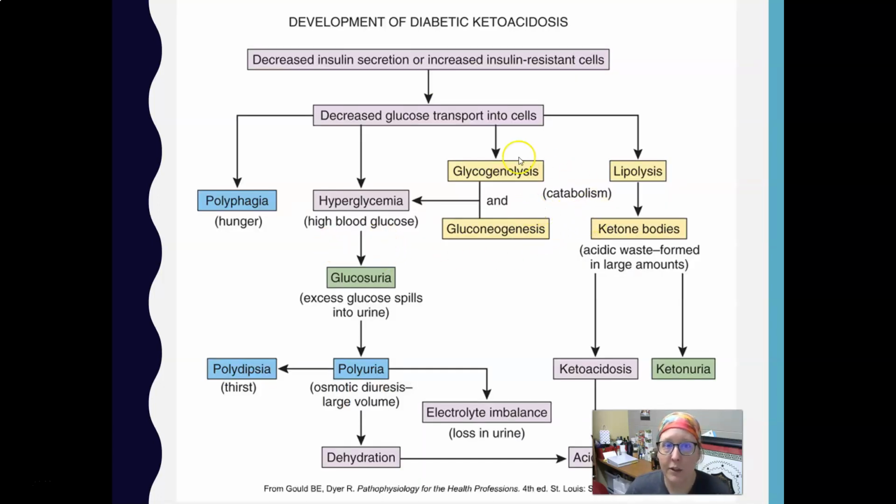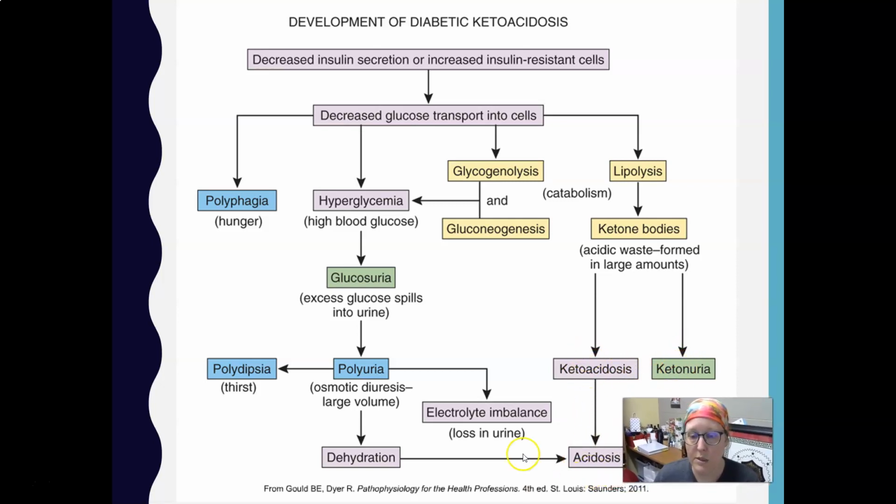Again, here it is: decreased insulin secretion or increased insulin resistant cells. So you have decreased glucose transport into the cell. Then what happens, we have glycogenolysis. The glycogen is broken down, and gluconeogenesis, which raises your blood sugar. You also get really hungry, polyphagia, and you also get lipolysis and ketone bodies because we're going to burn fat as fuel. The ketone bodies are ketoacids, and then you get ketoacidosis and ketones in the urine. The ketoacidosis leads to acidosis.